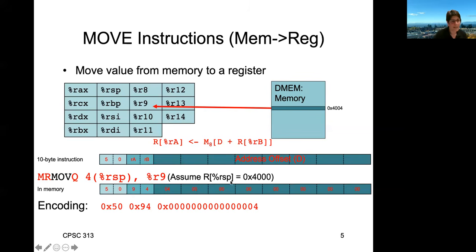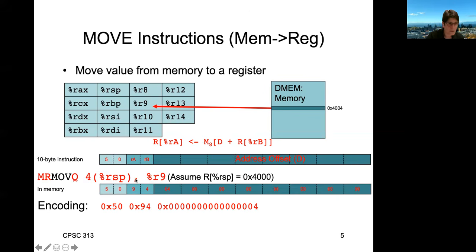So in this case, if in fact we said that RSP happened to contain the address 4000, then this would say, go to address 4004 and load that value. Use that as an address, take the value at that address, and put it into this register R9.